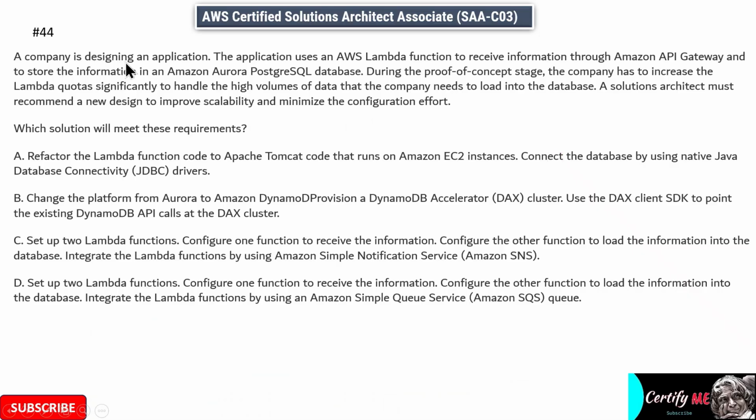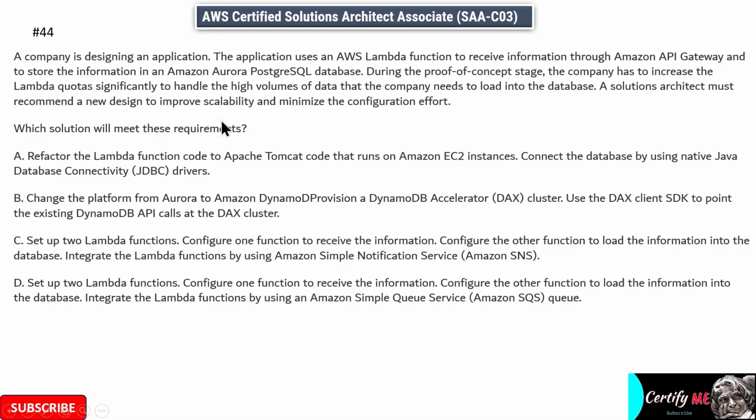A company is designing an application. The application uses an AWS Lambda function to receive information through Amazon API Gateway and to store the information in an Amazon Aurora PostgreSQL database. During the proof of concept stage, the company has to increase the Lambda quotas significantly to handle the high volumes of data that the company needs to load into the database.